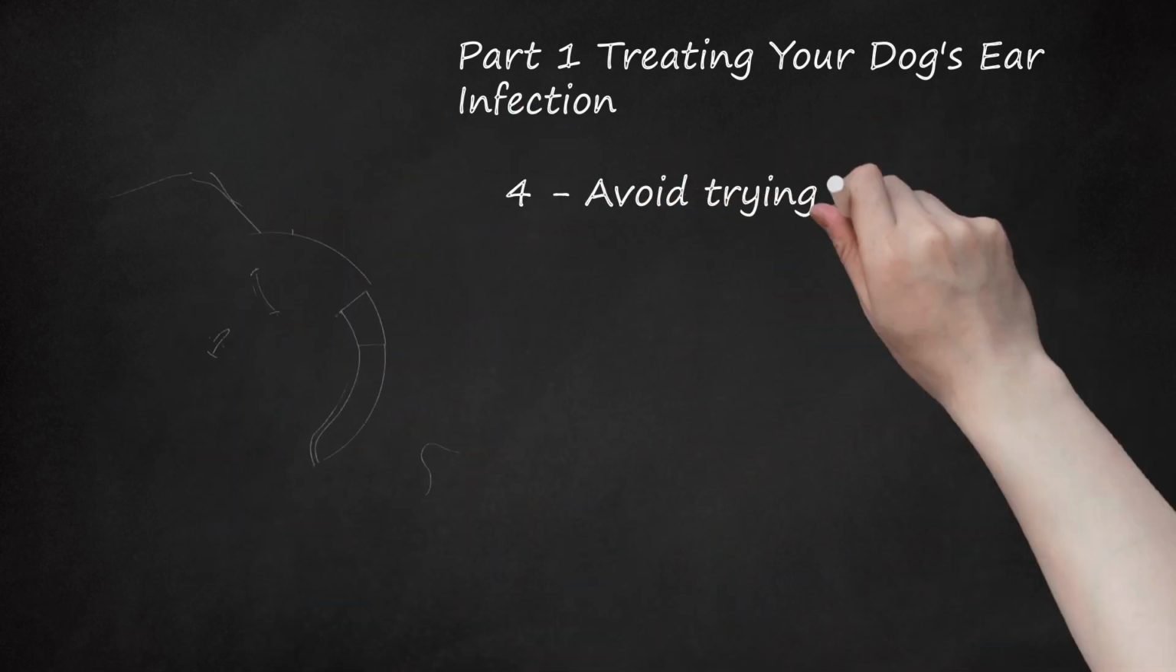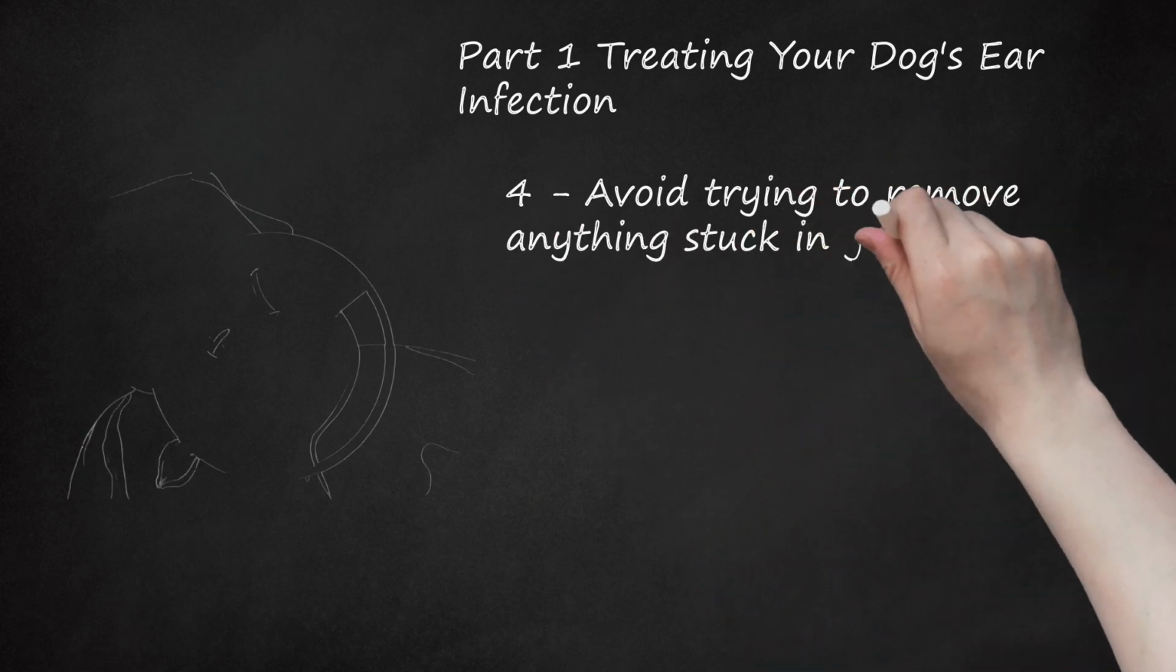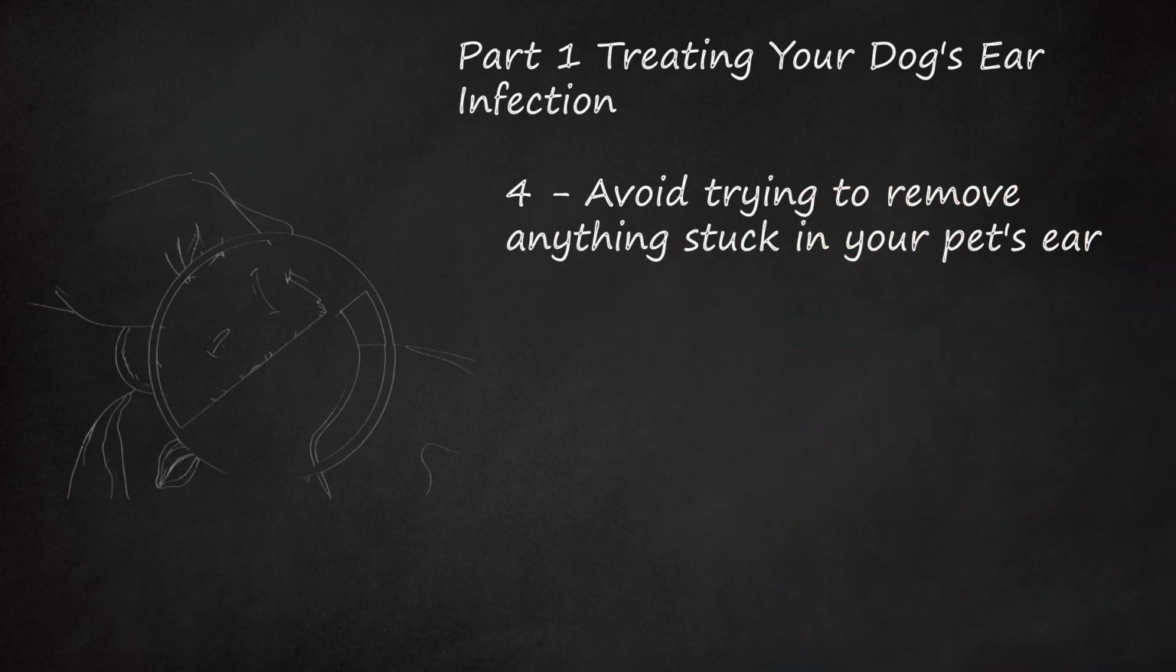4. Avoid trying to remove anything stuck in your pet's ear. If you know or suspect that a foreign object is stuck in your pet's ear, this may be introducing and causing the ear infection. The ear infection will not go away until the object is removed. Never try to remove the object yourself. Instead, take your dog to the vet.